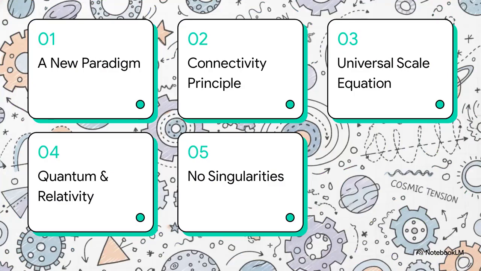Here is our roadmap for this explainer. 1. A new physics paradigm. 2. The principle of connectivity. 3. The universal scale equation. 4. Rethinking quantum and relativity. And 5. Black holes without singularities.